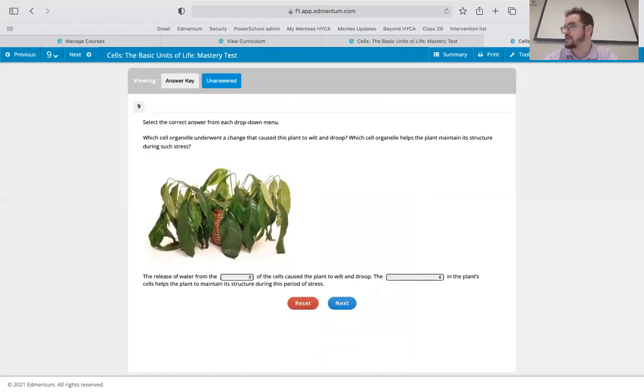There are 20 questions, so we're about halfway there. All right. Which cell organelle helps the plant maintain its structure during stress? So the release of water from the vacuoles, think of it as like a vacuum in plants and some other things. Vacuoles store stuff for later. If you think about cactuses, they have vacuoles. They can hold water in. That way when it's really dry for a lot of days and it doesn't rain, they can use that, okay? The cell wall helps maintain structure.